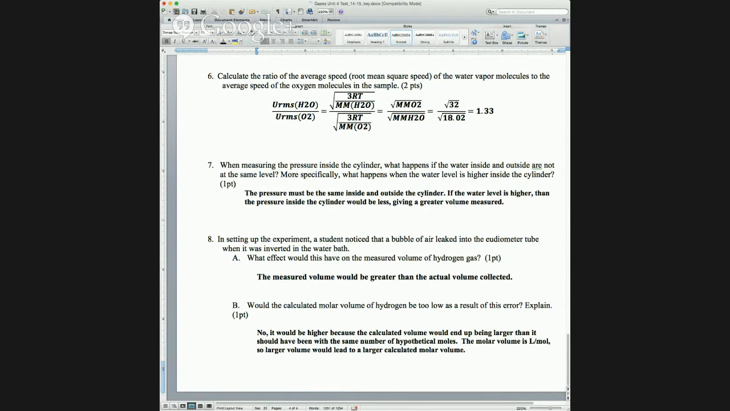Okay, it would be higher because the calculated volume ended up being larger than it should have been with the same number of hypothetical moles. The molar volume is liters over moles, the volume over moles. So larger volume would lead to a larger calculated molar volume. So that's what would happen.